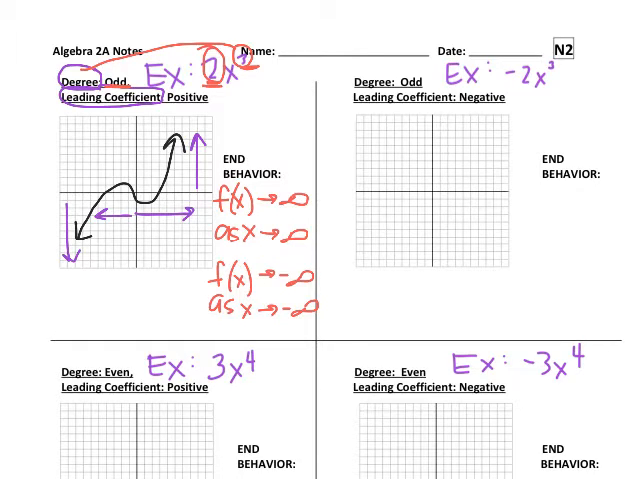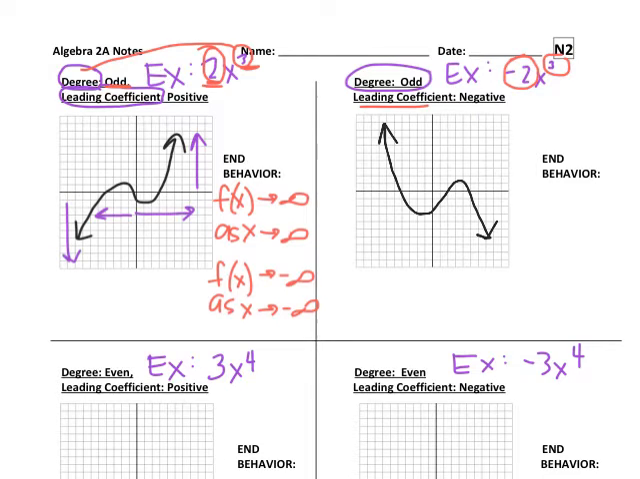In this case, we're talking about having a degree that is odd. Again, that's odd. 3 is odd. And a leading coefficient that is negative. In this case, we have a -2. So the end behavior is going to be a little different. First, I'm going to graph a function that would have a negative leading coefficient and an odd degree. It may look something like this.